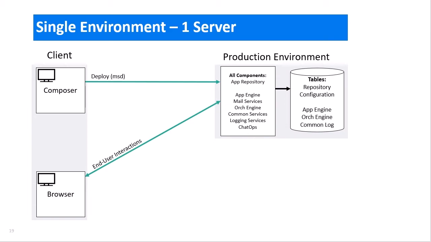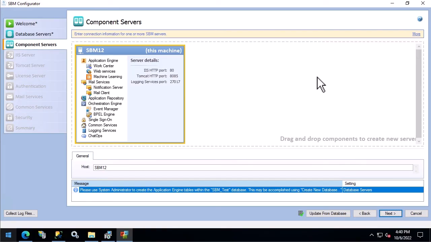Now let's jump back over to Configurator. To match that diagram, we would leave this screen exactly as it appears here. You'll see that all of the components are listed here under one SBM server. Let's look at another example that's a little bit more complex.